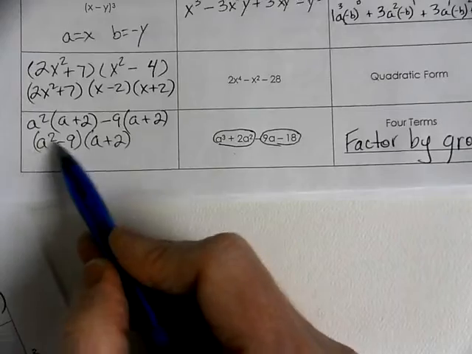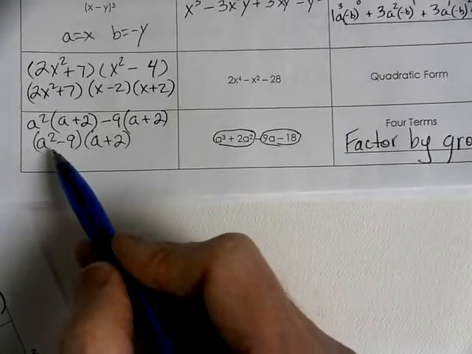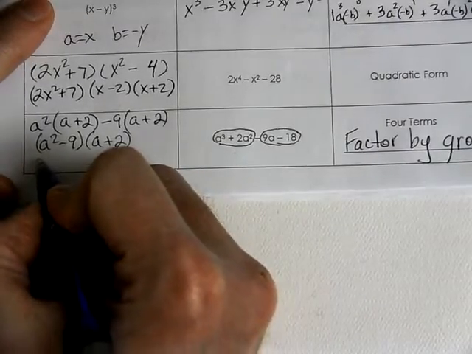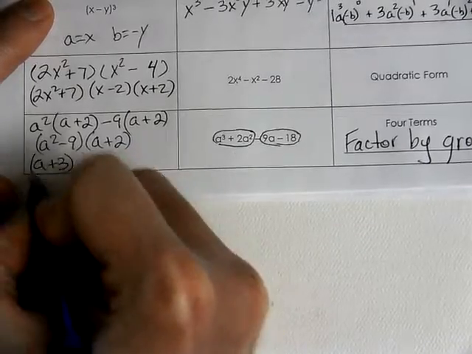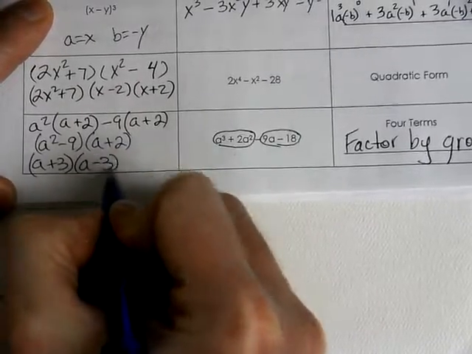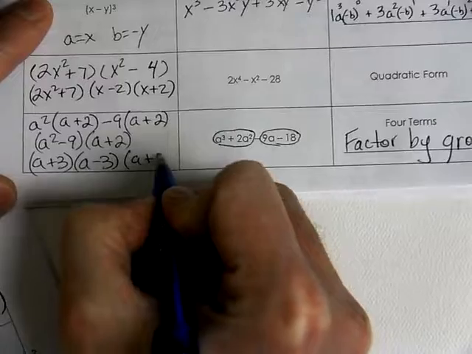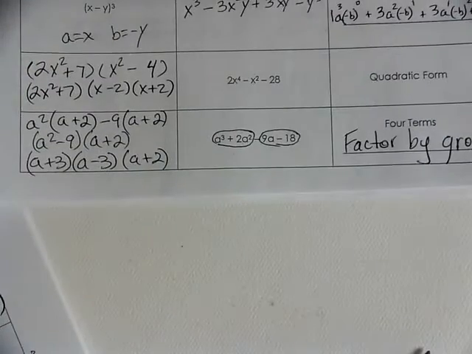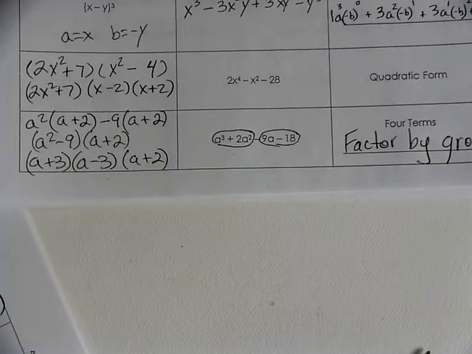And don't forget, you need to factor completely. This is the difference of two squares. So a plus 3, a minus 3, and don't forget your a plus 2. Nice job.